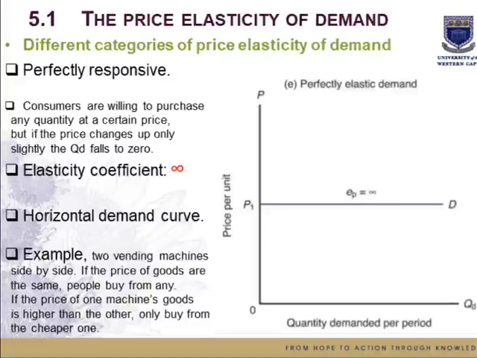For example, if there are two vending machines side by side, people will be buying from either machine since the price in both machines will be the same. However, if one machine has prices that are higher than the other, then people will only buy from the machine with cheaper prices. Therefore, the demand for goods in the machine that is higher would fall.